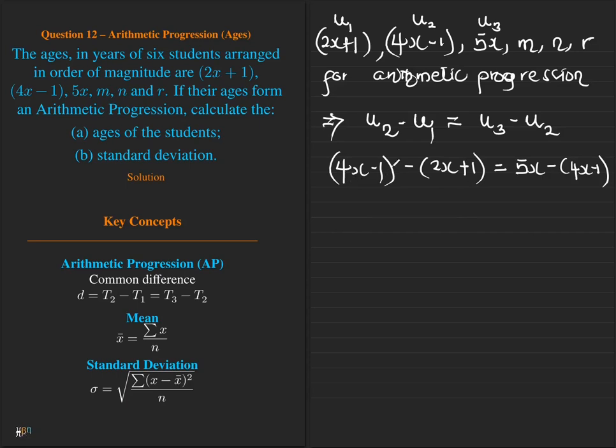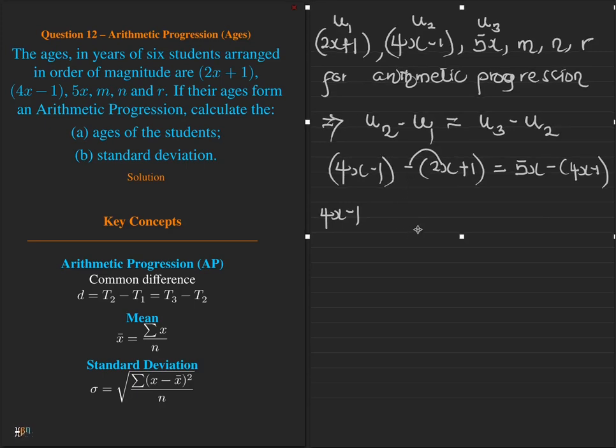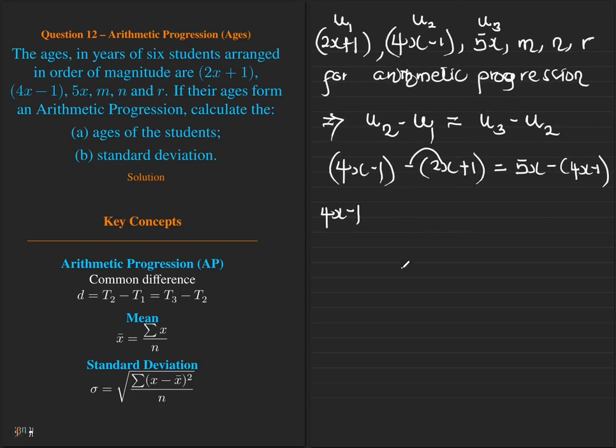There is just a 1 in front of the bracket, so we can open them simply. We have 4x minus 1. Then this negative affects the 2x, and it also affects the 1 as well, so that we have negative 2x minus 1, which is equal to your 5x. Then this gives us a negative 4x, and then negative times 1 gives us a positive 1.